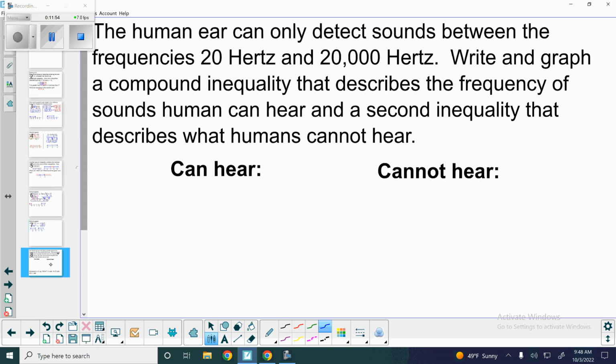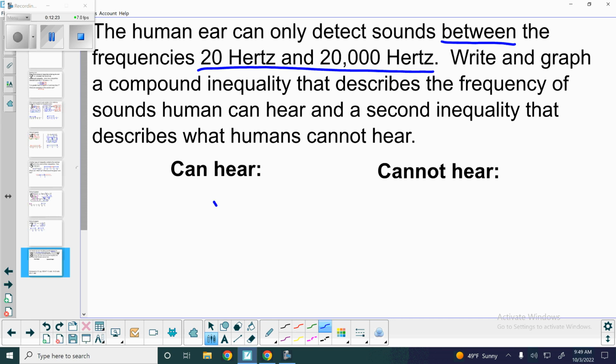Okay, you can also turn this into a situation where you read a word problem. It says the human ear can detect sounds that are between the frequencies of 20 and 20,000 hertz. Write and graph a compound inequality that describes the frequency of sounds that humans can hear, and a second one that describes what we cannot hear. So you can hear the sounds that are between 20 and 20,000. So we can hear anywhere between 20 and 20,000. You can actually hear 20. You can actually hear 20,000, just something that's between that.